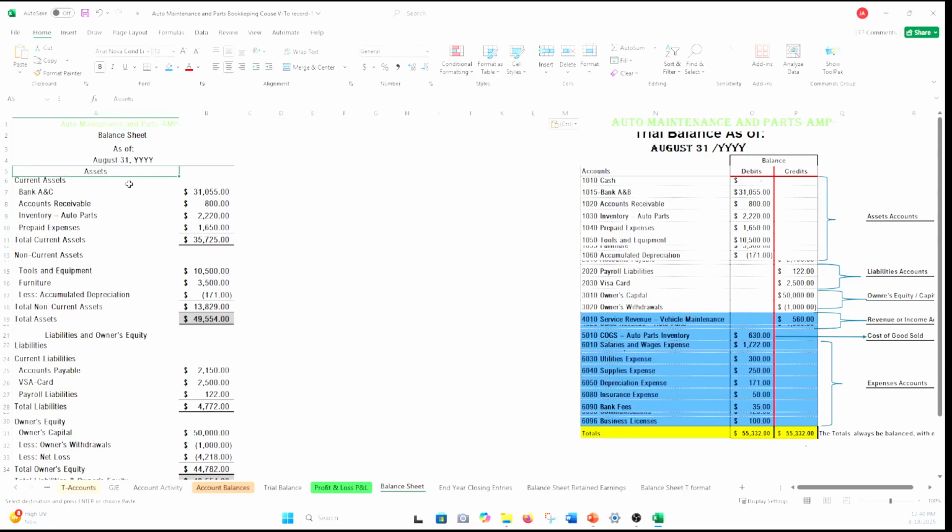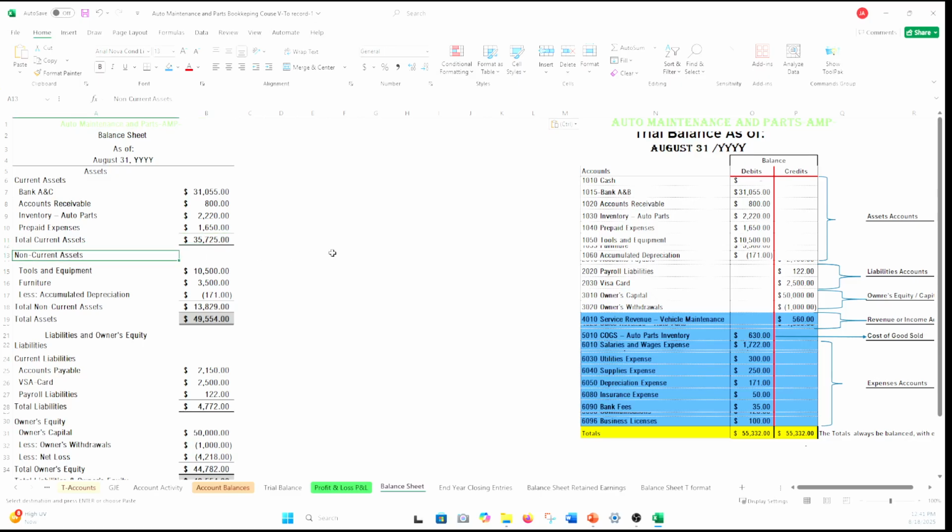So we classify this one: we say that the classification is assets, current assets, and as current assets we had the bank, accounts receivable, inventory, and prepaid expenses. It could be any other type of accounts, but in this case, for our exercise purposes, that is what it is. So we had the total current assets, 35,725, right?